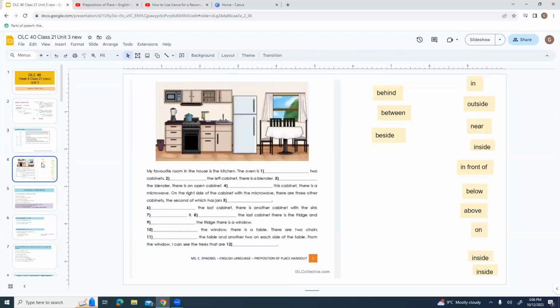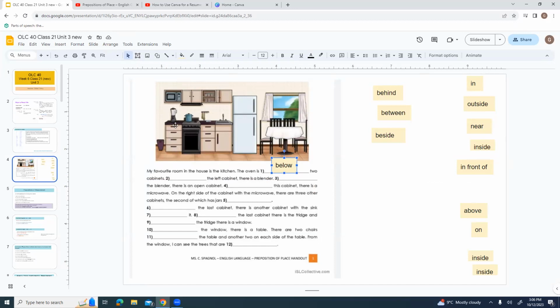So here is an example of a little picture and then some words that we can fill in with the right prepositions. My favorite room in the house is the kitchen. The oven is something two cabinets. So there's the oven, there's the two cabinets. It's below, right? Where do I have below? Something in the left cabinet, there is a blender.